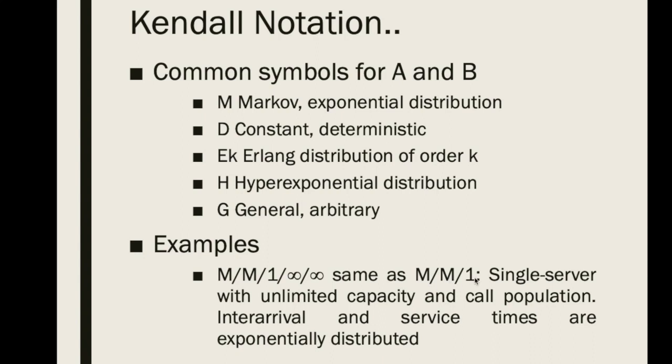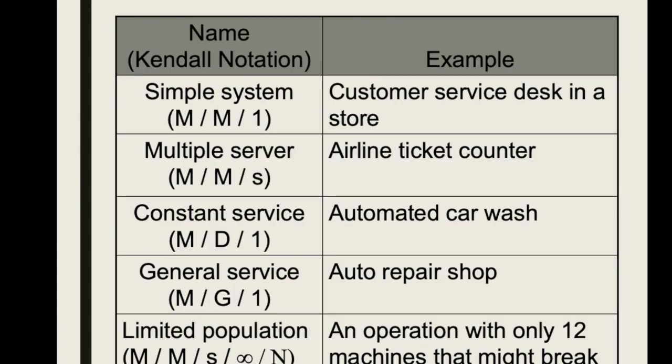So if it is M/M/1, that means it's a single server with unlimited capacity and calling population, and inter-arrival time and service times are exponentially distributed. So basically they are Markovian and they follow a memoryless property. Some examples: a customer service desk in a store can be represented by M/M/1 if it is a single customer service desk. An airline ticket counter, because there are so many ticket counters, we can represent by M/M/S. S represents the number of ticket counters.